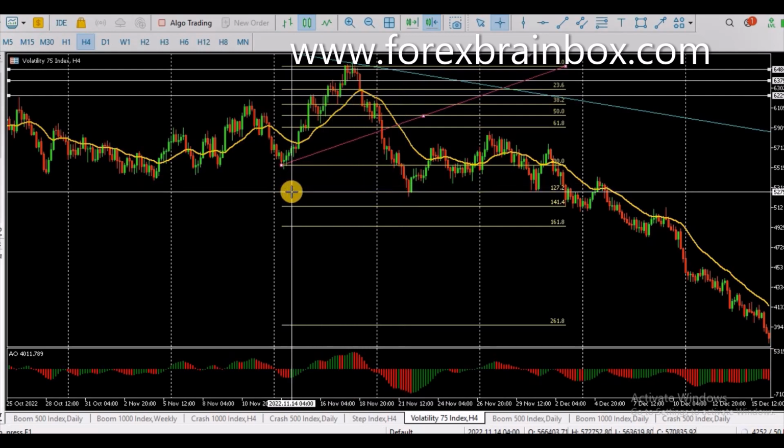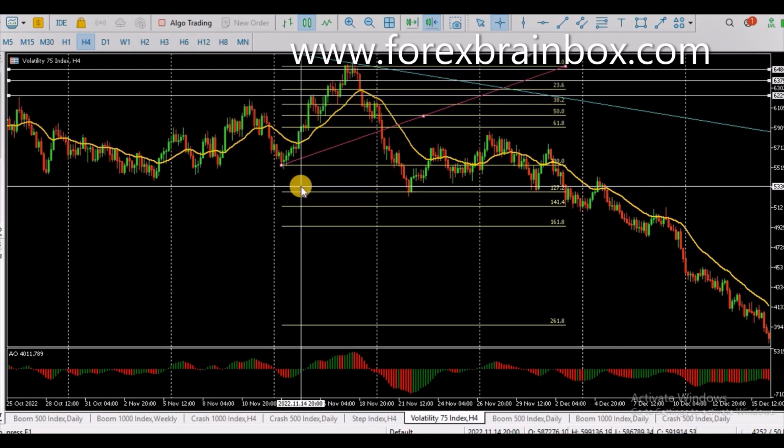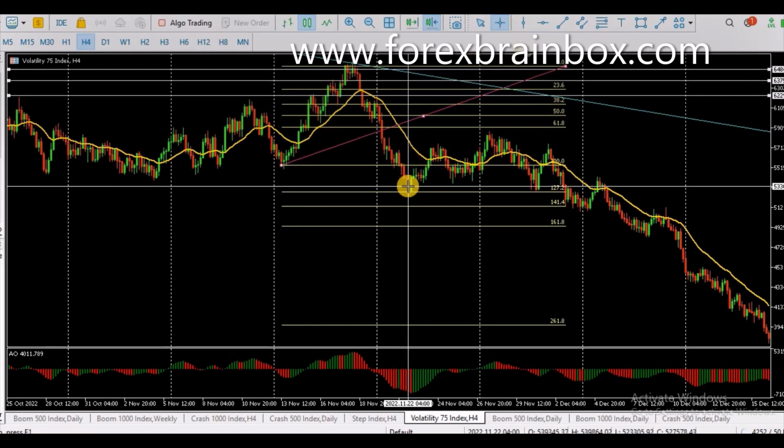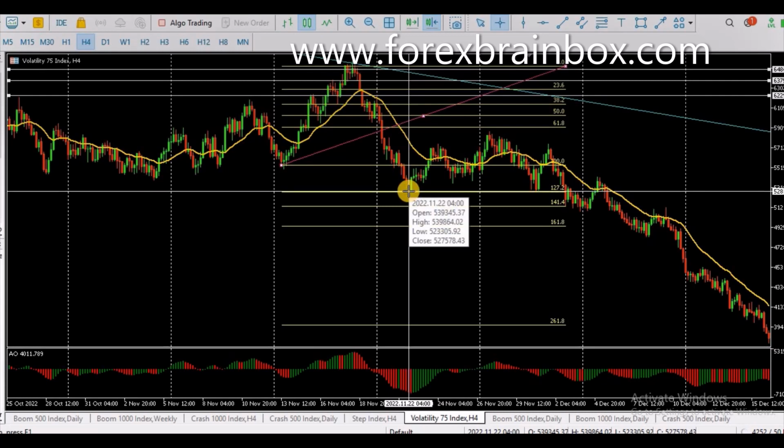Do not put it exactly on the line, put it a bit above, because sometimes when price gets to this level, instead of going way down, it just starts reversing. So always put it a bit above.